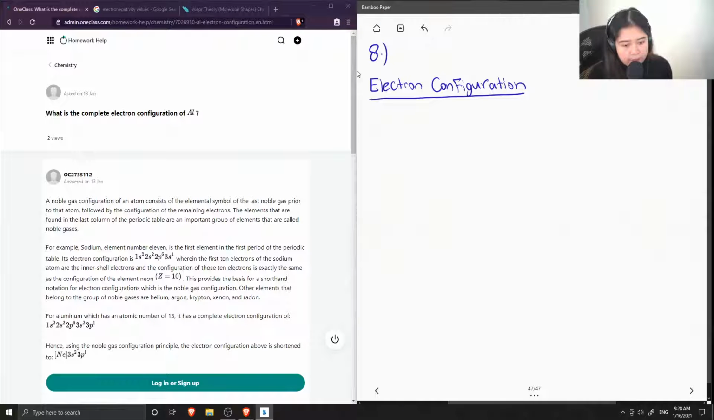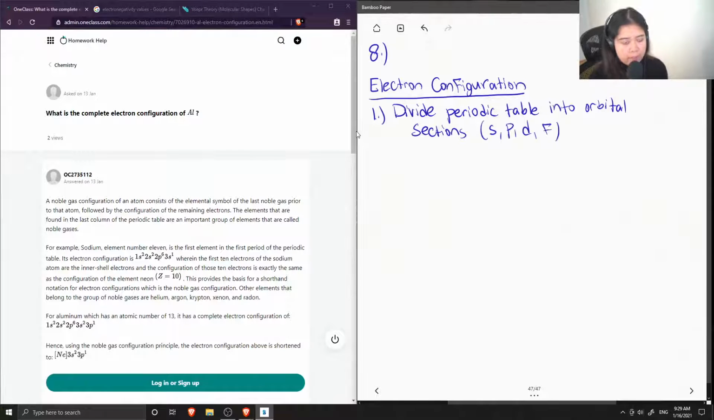So to find the electron configuration of a certain element, we need to follow these steps. Step 1 is to divide your periodic table into your orbital sections, which are either the S, P, D, or F orbitals.